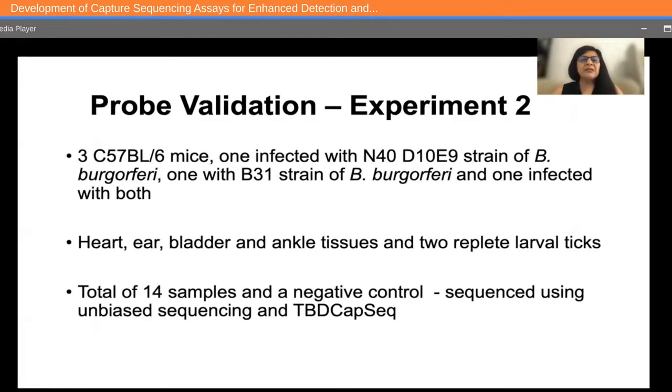The second experiment used C57 black 6 mice. One was infected with the N40 strain of Borrelia burgdorferi, one with the B31 strain, and one was infected with both. From each of these 3 mice, we extracted heart, ear, bladder, and ankle tissues, and 2 replete larval ticks were used. Of these 2 larval ticks, one was a negative control. A total of 14 samples and a negative control were used. The negative control was the salmon sperm sample, and they were sequenced using unbiased sequencing and TBD-Cap-seq.